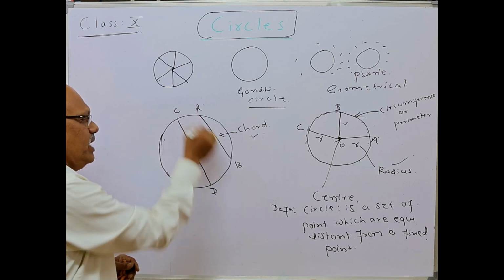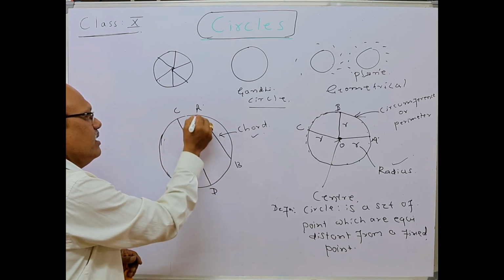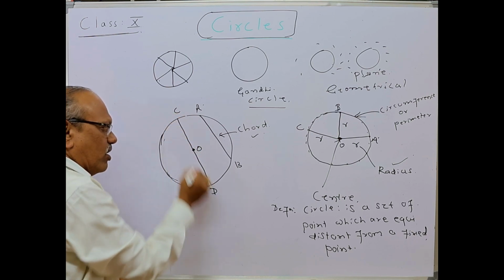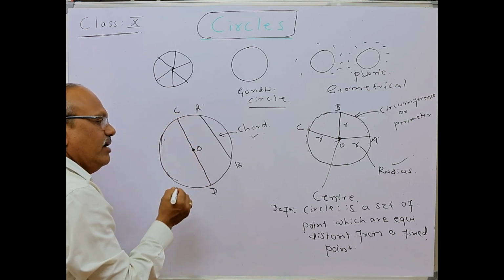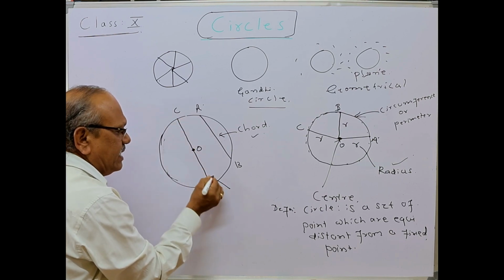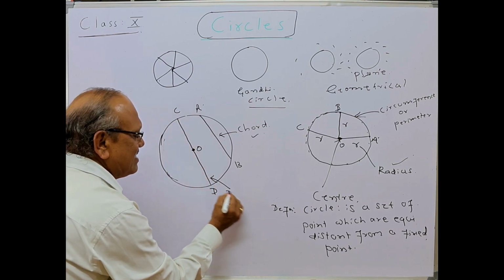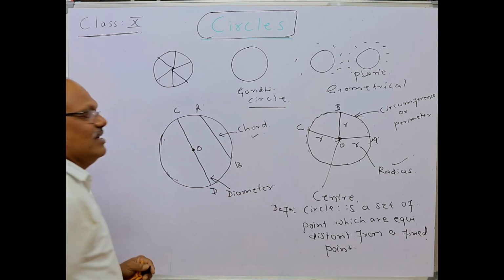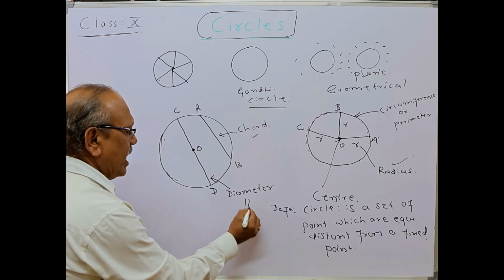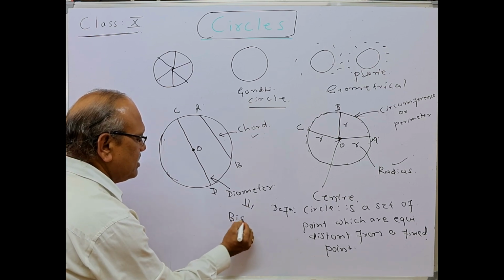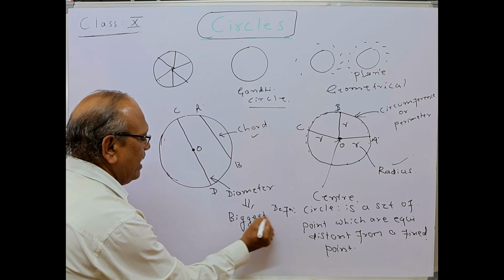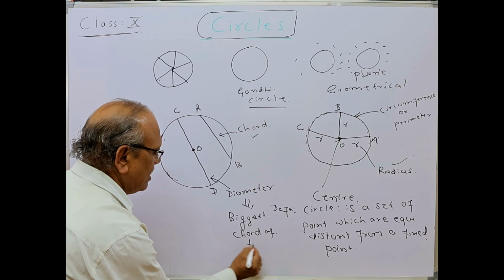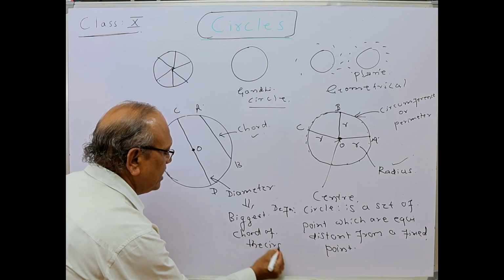But what is the difference between AB and CD? In AB, the chord is not passing through the center, but you can observe that the chord CD passes through the center. Any chord passing through the center is called the diameter of the circle. So the diameter is the biggest chord of the circle.